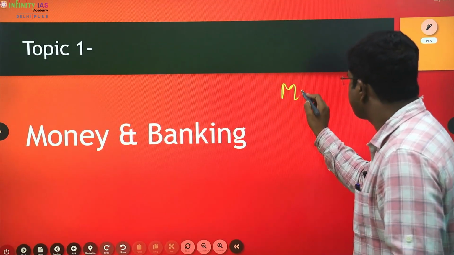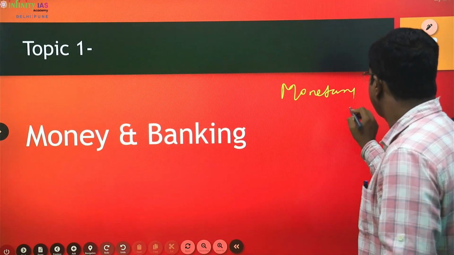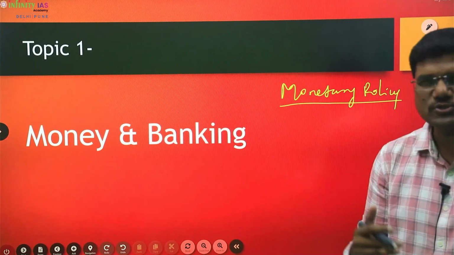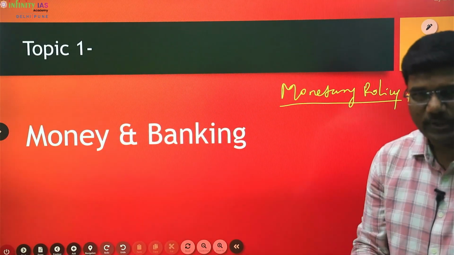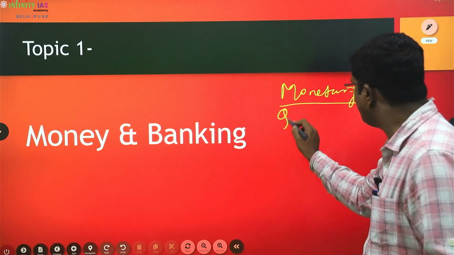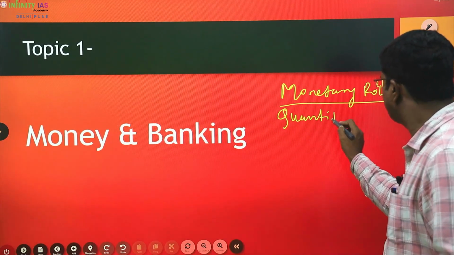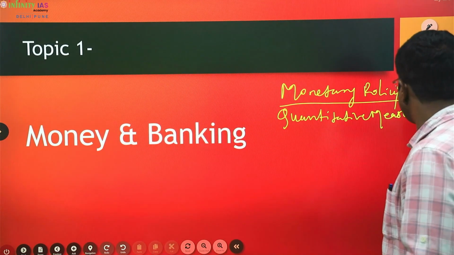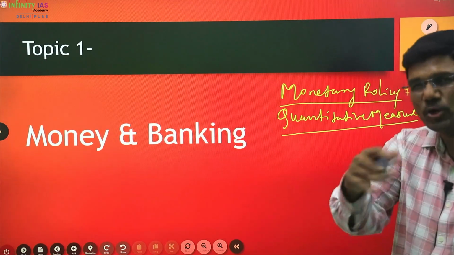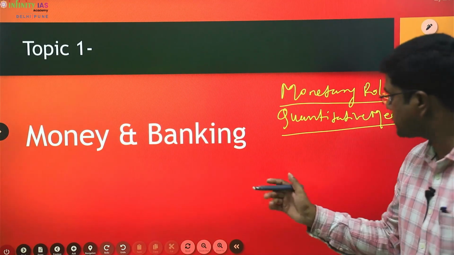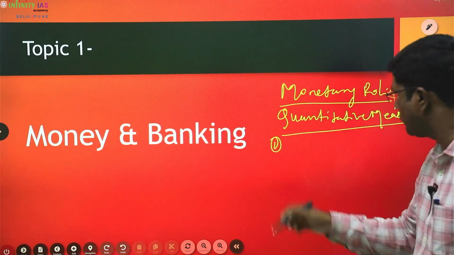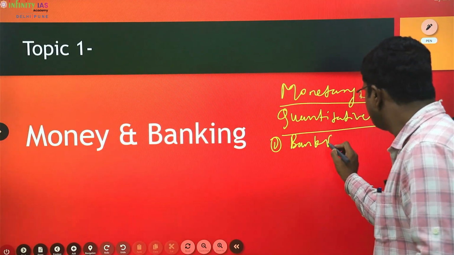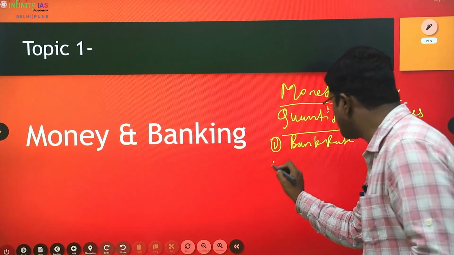Focus is monetary policy. So before going for prelims on 5th June 2022, even if you go through the quantitative measures of monetary policy, you can easily solve the questions based on it. For example, what are the quantitative measures? In rapid mode, we'll take it one by one. First is bank rate. Bank rate, these are quantitative measures.